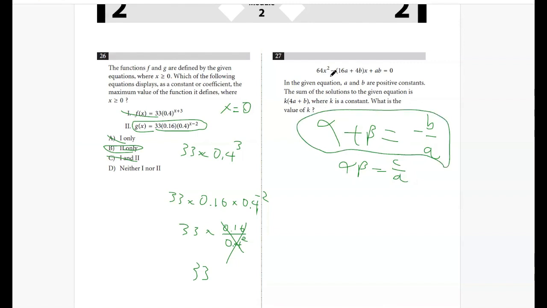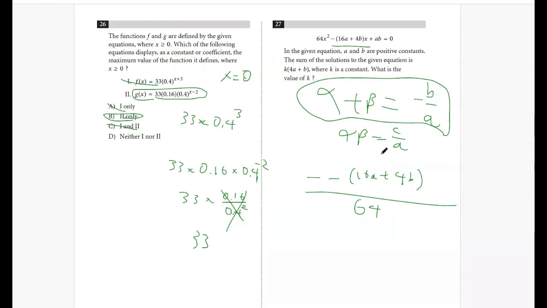So what's my B value here? Don't forget the minus here. So it's going to be minus 16A plus 4B, divided by 64. So the minus cancels out. And I'm going to go ahead and write it as this.